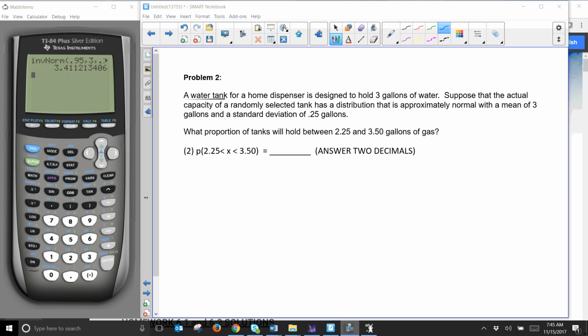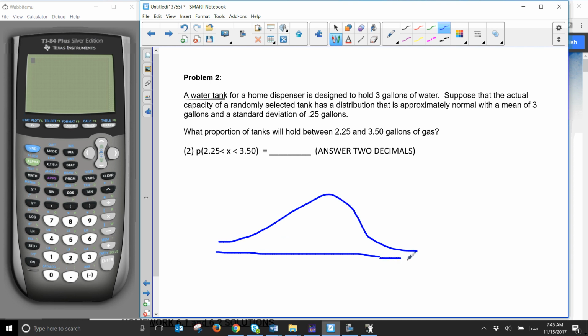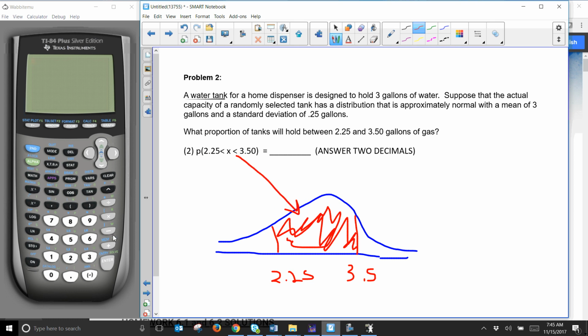All right, in this next problem, problem 2, the same water tank, but now we want to know what proportion will hold between 2.25 and 3.5. So we can draw this out. That's a bad normal curve, but you know what I'm trying to do. Here we'll have 2.25, and here we'll have 3.5. We're trying to find this area right here, the probability that x is between those two values.